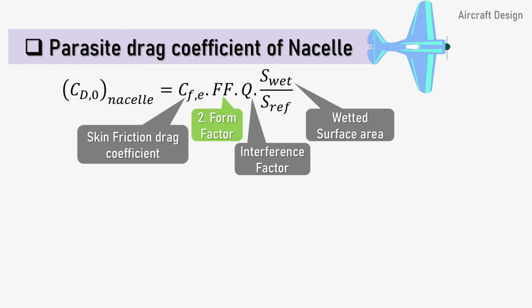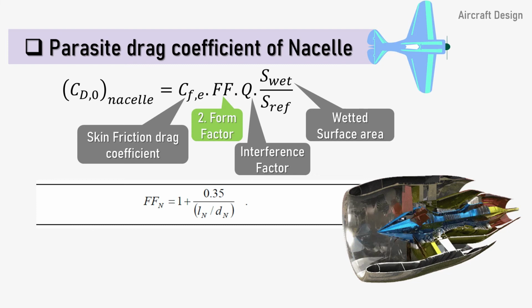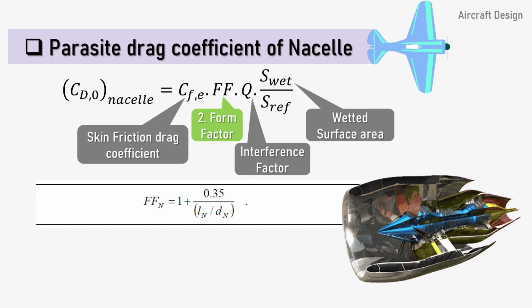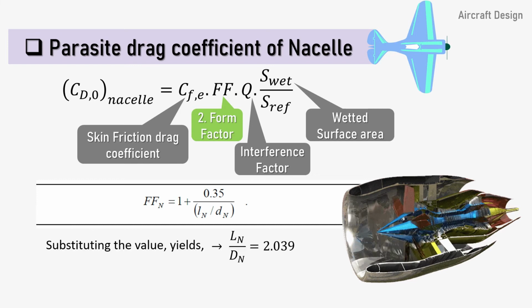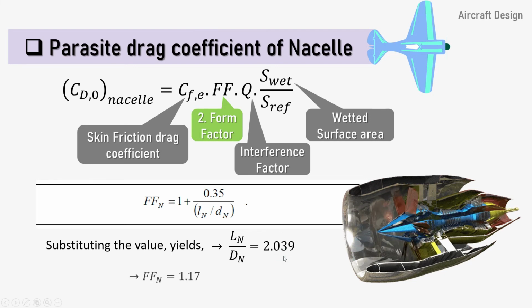So from here we'll move to the form factor for the nacelle, which can be obtained using this formula. This is a different formula for the nacelle. Applying 1 + 0.35 / (ln/dn), where ln is the length of the nacelle and dn is the diameter of the nacelle, we get around 1.17.